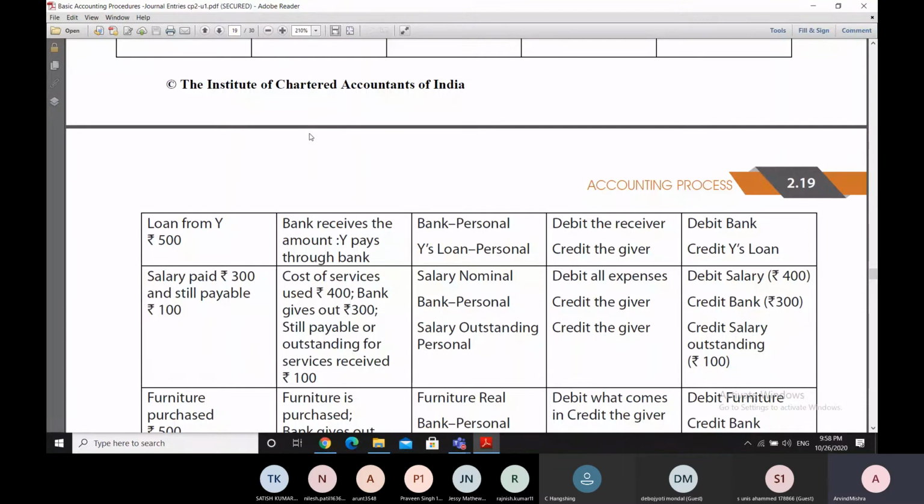Therefore we credit bank 300 rupees, and the payable amount, that is salary, which is outstanding, so outstanding salary is a personal account, as we have seen. Therefore we credit the giver, and therefore we credit the outstanding salary account by rupees 100.